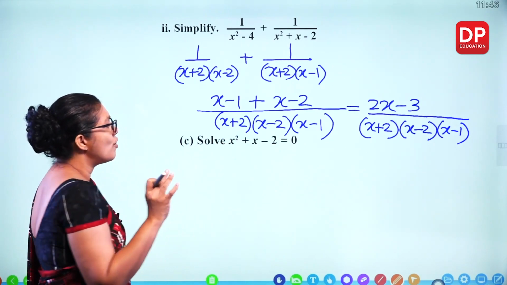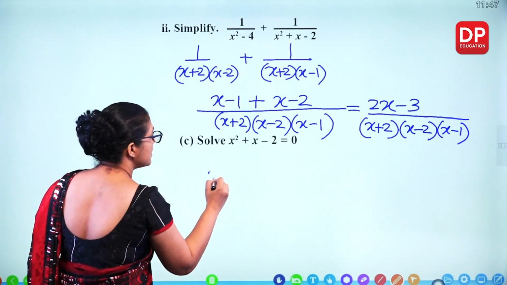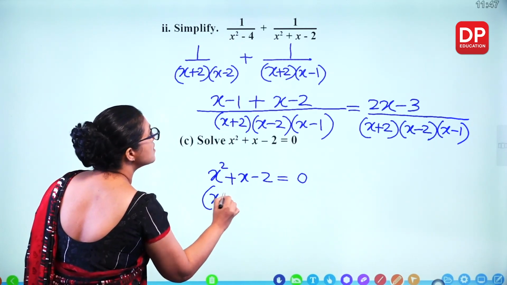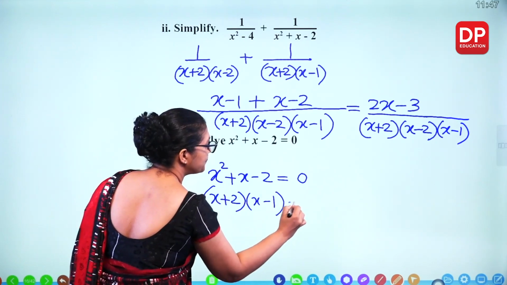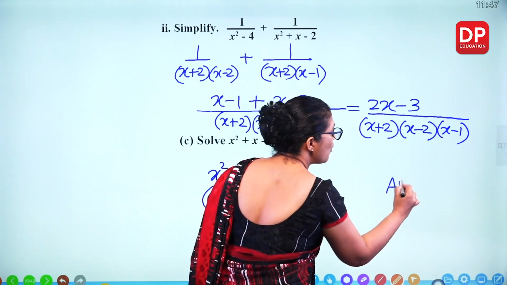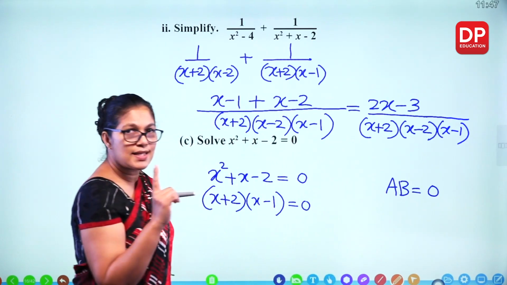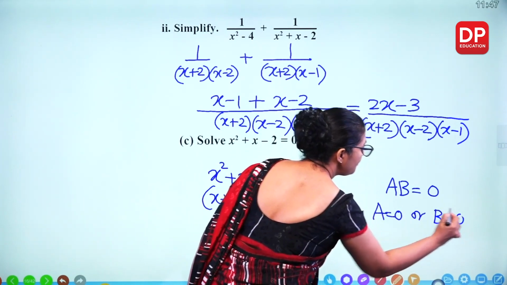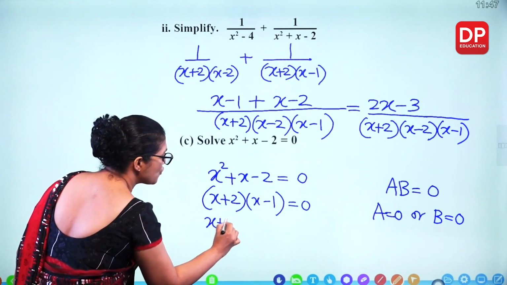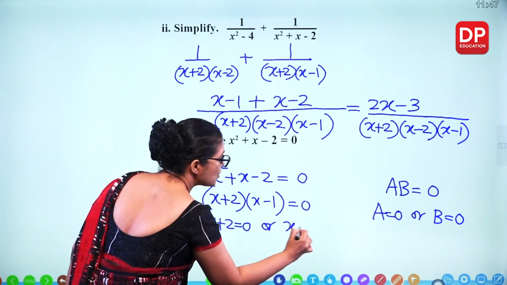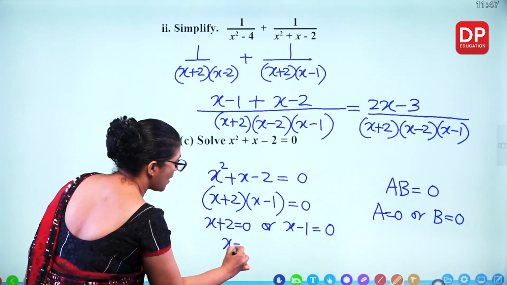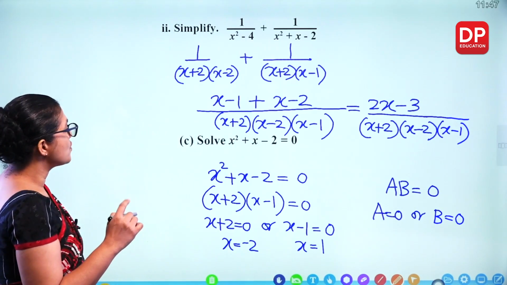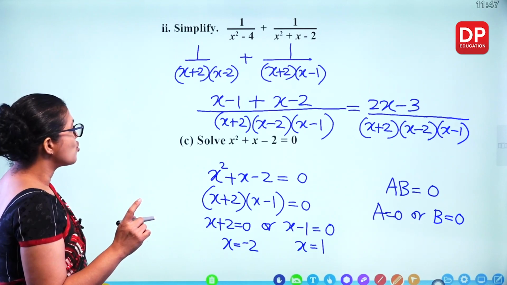Then they ask to solve this one. So we did this before, factorization. So you can use that. X squared plus x minus 2 equals 0. We got the factors x plus 2 and x minus 1. The product is equal to 0. What can you say about the factors? A can be 0 or B can be 0. So that means you can write x plus 2 equals 0 or x minus 1 equals 0. So x becomes minus 2 or x becomes 1.